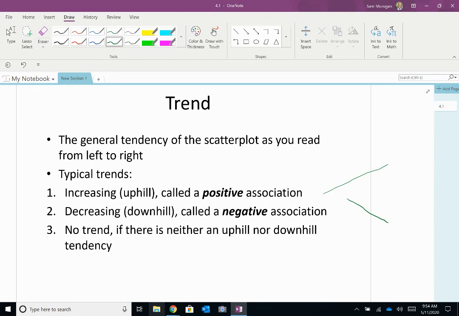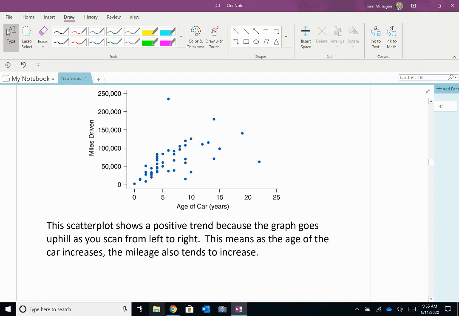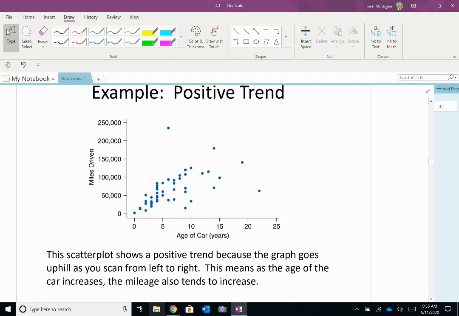And there is no trend if neither uphill nor downhill trends are observed. Okay, so keep that in mind. This scatter plot shows a positive trend because the graph grows uphill. This measures the age of the car, and it says that as the age of the car increases, the mileage also increases. Note that the trend is roughly positive going that way.